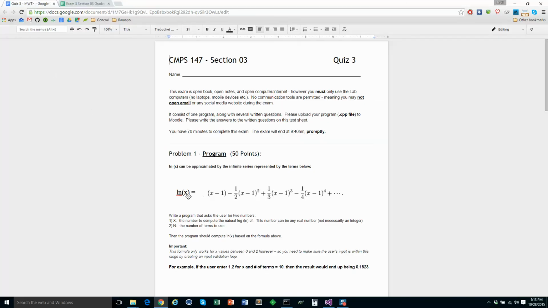I'm going to do the first program first, and then we'll move into the written part. For this problem, it's very similar to a number of different examples that I went over in the module videos and also in lecture. I'm computing a series of terms. I'm asking the user for a number, and I'm computing a series of terms based on x, and I'm accumulating. So if we look at this, we've got x minus 1 minus a half (x minus 1) squared plus a third (x minus 1) cubed, and it keeps going on and on.